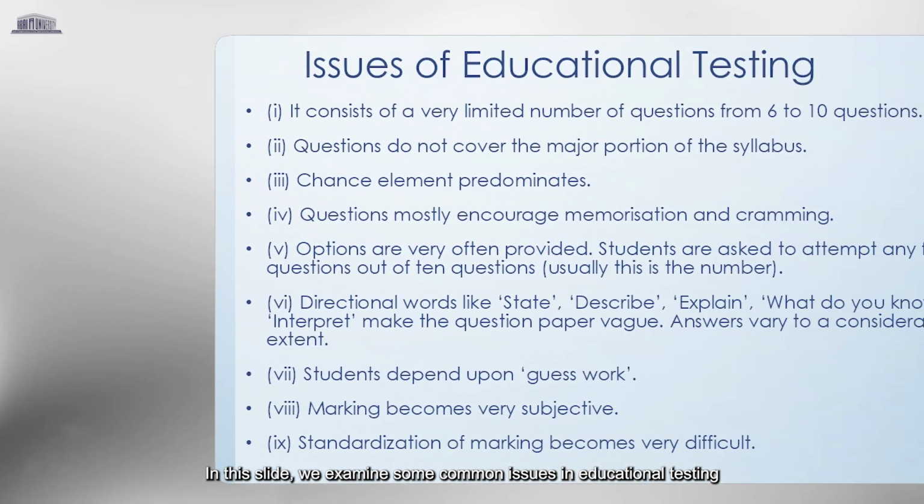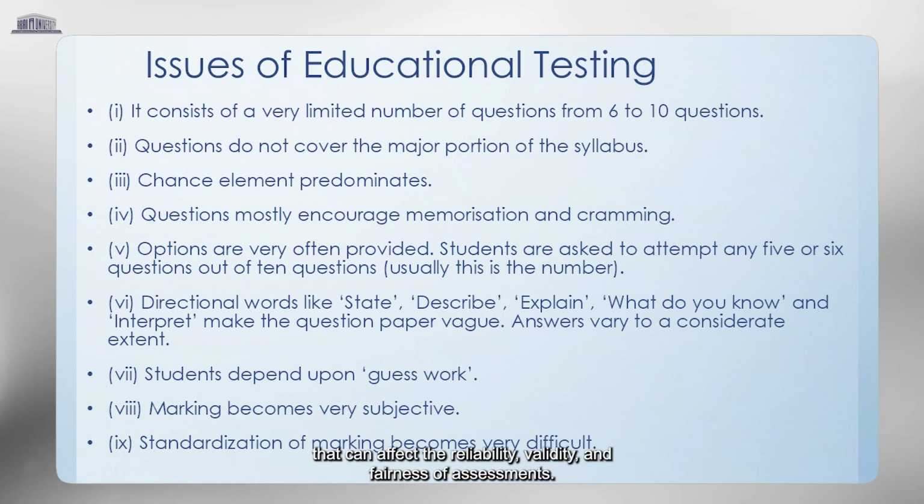In this slide, we examine some common issues in educational testing that can affect the reliability, validity, and fairness of assessments. Some of the main issues include: 1. Tests often consist of a very limited number of questions, typically 6 to 10. 2. The questions may not cover the major portion of the syllabus, leaving gaps in the assessment. 3. A chance element can play a large role, affecting student performance. 4. Many questions encourage memorization and cramming rather than deep learning.